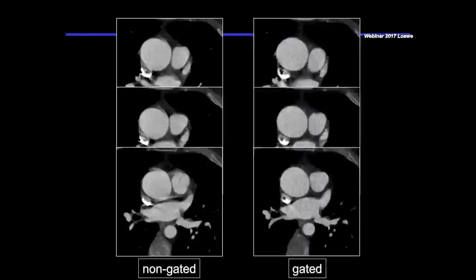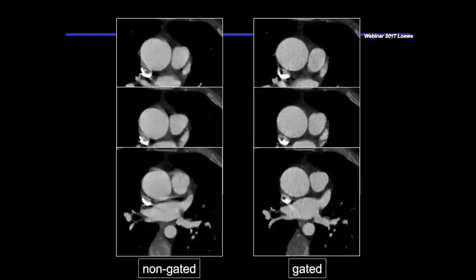It was very, very helpful in this situation to be able just to repeat the scan by using an ECG triggering technique. And of course, it becomes possible to safely rule out any aortic dissection in this case. So it is really helpful to apply your ECG gating.